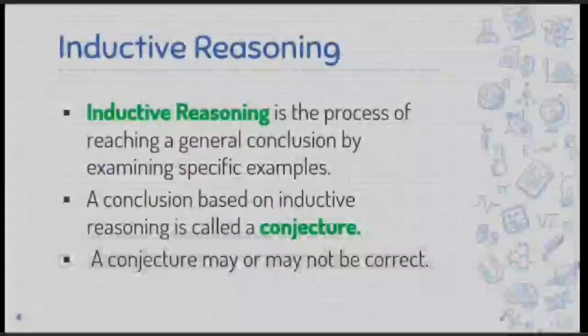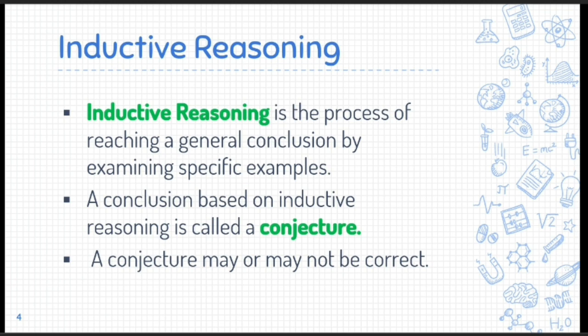So let's start with inductive reasoning. Inductive reasoning is the process of reaching a general conclusion by examining specific examples. A conclusion based on inductive reasoning is called a conjecture. A conjecture may or may not be correct.